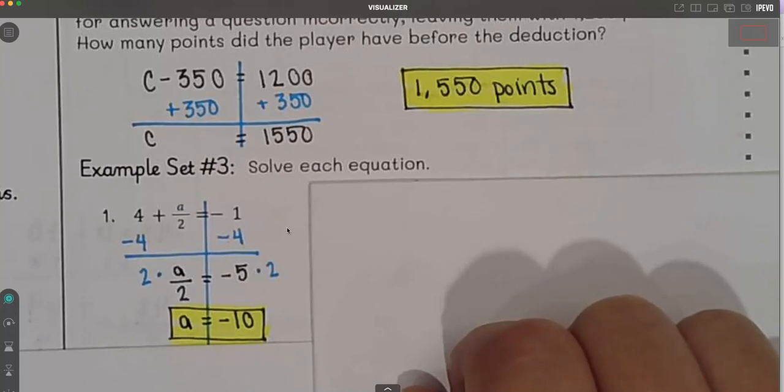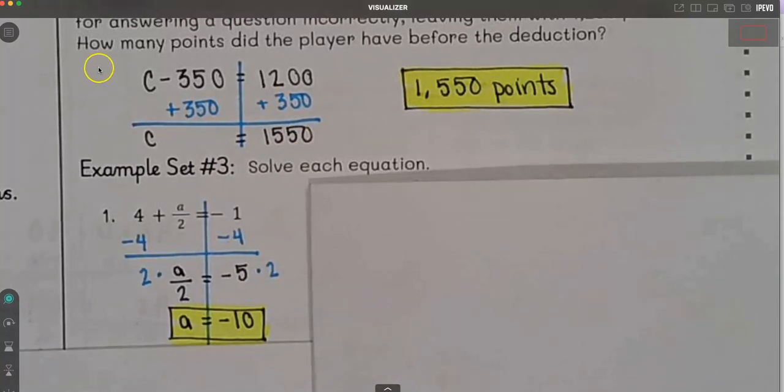Feel like you guys got the next one? All right. Please do number 2. When you think you have your answer, please hold up your board.